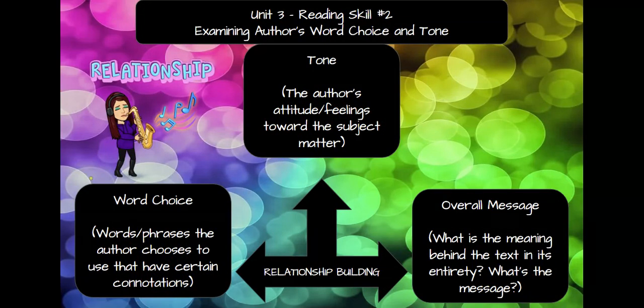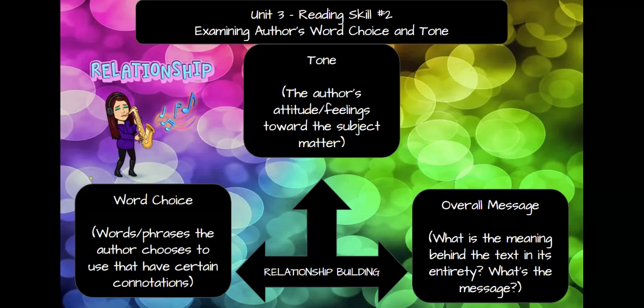Let's talk about reading skill number 2 in Unit 3. This is where we're examining author's word choice and tone. So the author specifically chooses words or phrases that have certain connotations based on what they're trying to portray in the text. The tone tells us the author's attitude or feelings toward the subject matter. And the overall message is, what's the meaning behind the text overall in its entirety? What's the message that the author is trying to put forth to us as readers? We, as readers, need to examine these things and how they all work together.